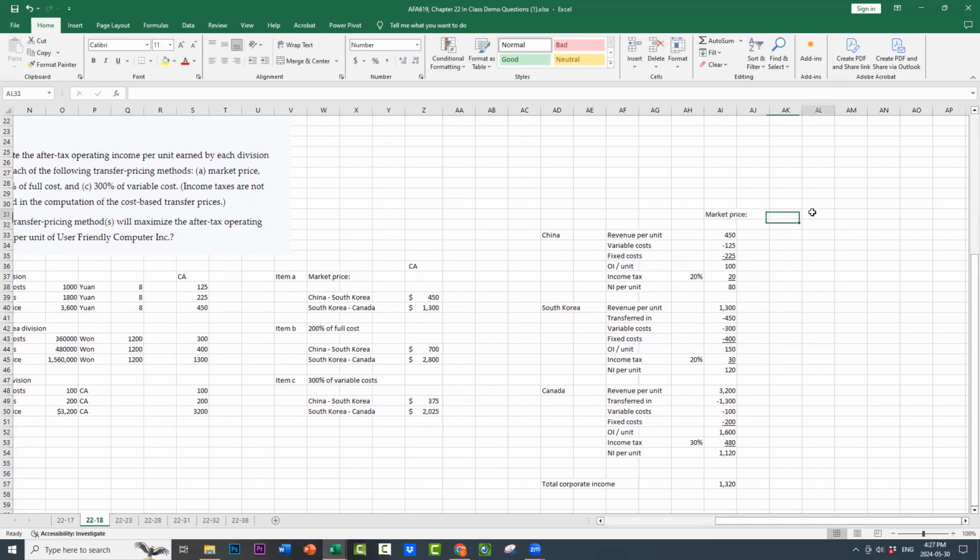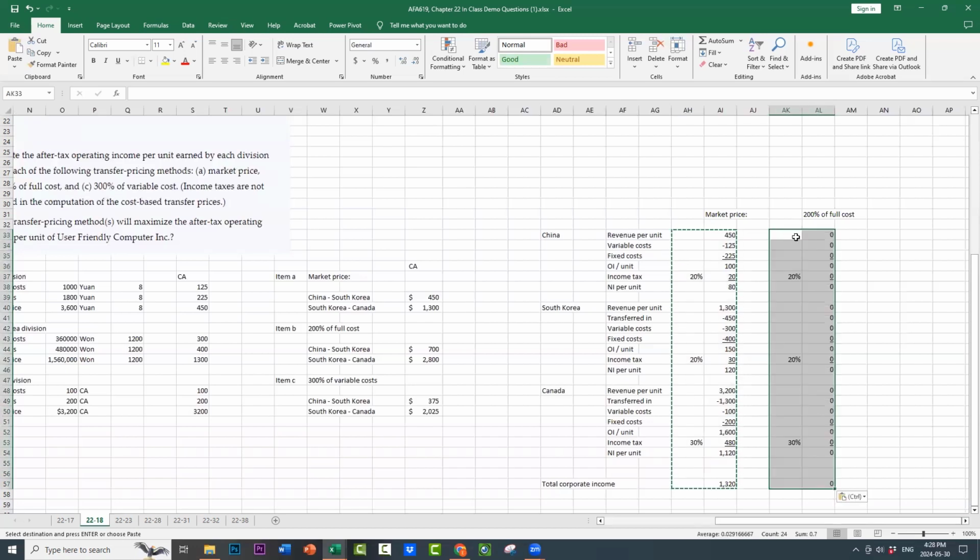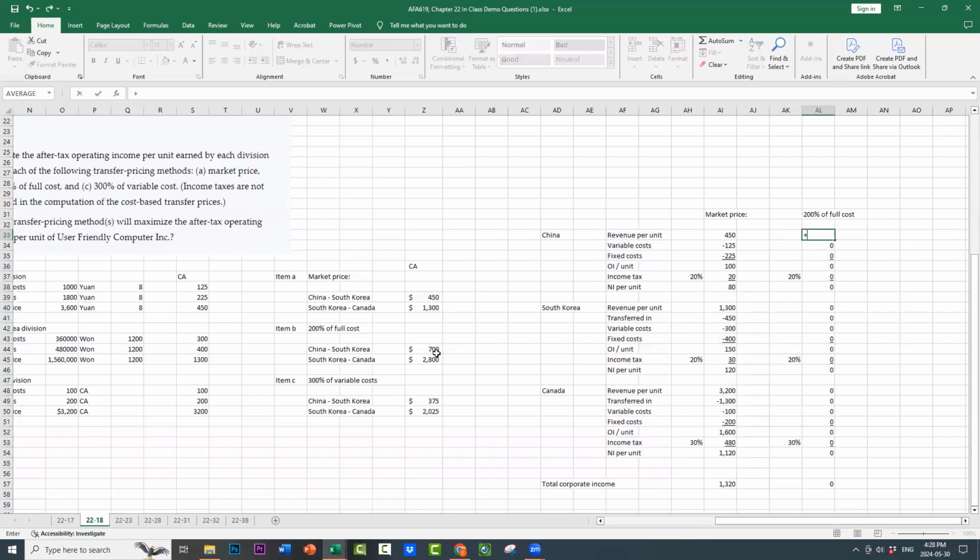We can do the same thing using the 200% of full costs, right? I'm going to do the exact same thing. I'm not going to put all my labels again. I'm just going to paste it over here. I know it's all going to zero, but it doesn't matter. I've got the formulas there. So this is going to be 700. This is going to be 2,800.